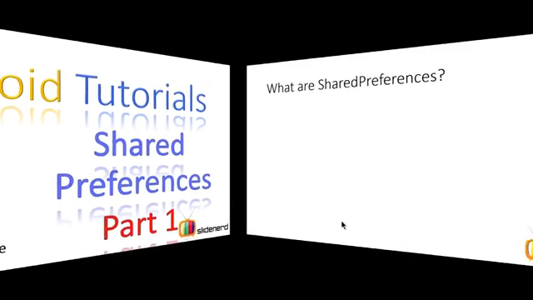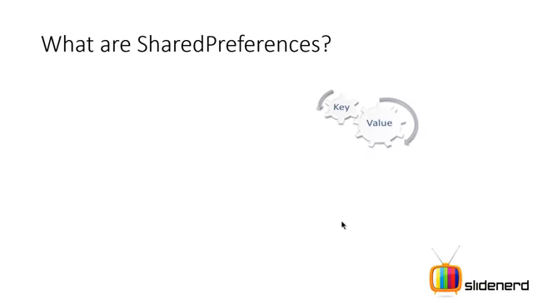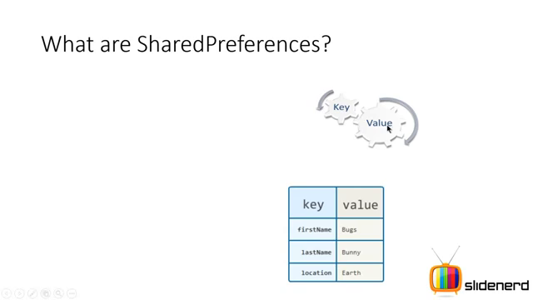The first step that we're going to talk about is what are shared preferences. They store key value pairs. If you are new to this word, key value pairs, think of it as something like this. Your first name is Bugs, last name is Bunny, location is Earth, password is 123. All these types of information have something on the right side which is the value, and something on the left side which is the key. What you want to do is store the value and then use the appropriate key to get that value later, and that is what key value pairs are all about.